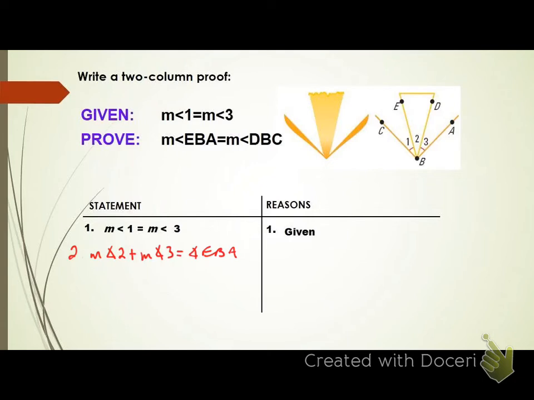Right? And what has told us that we can do that? That's it. That's going to be your reason then, the angle addition postulate. All right, so 2 and 3 add to EBA. Great, by the angle addition postulate. Does that help in our next one, maybe? If we added 2 and 3. Sure, why not, right?